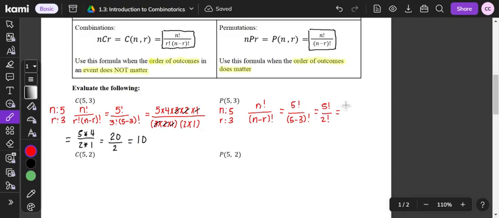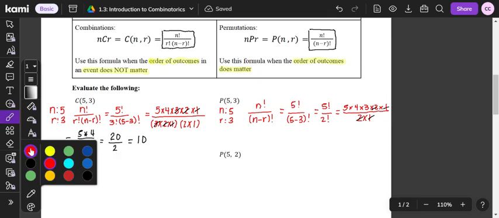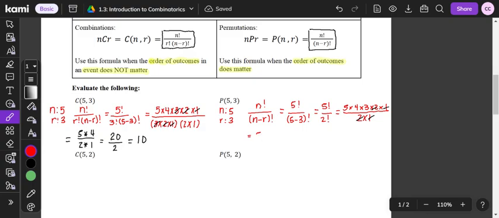So we end up with, if I write this out, 5 times 4 times 3 times 2 times 1 on the top divided by 2 times 1 on the bottom. The 2's are going to cancel, the 1's are going to cancel, and I'm left with 5 times 4 times 3, or that is 60.